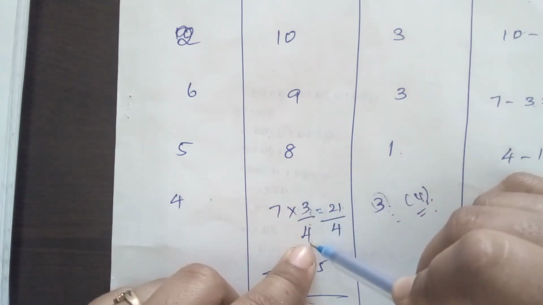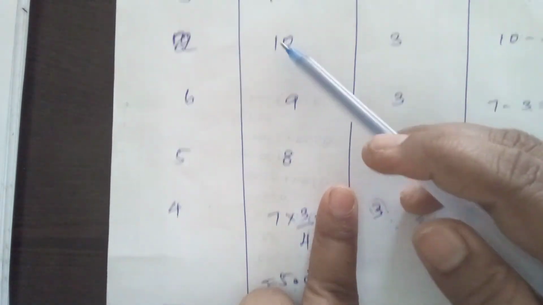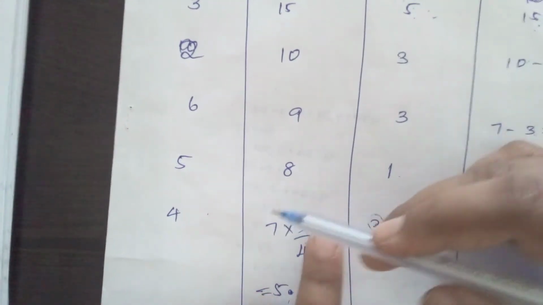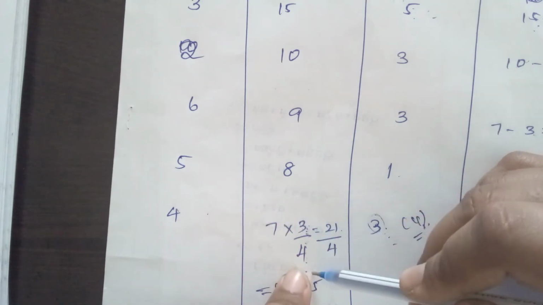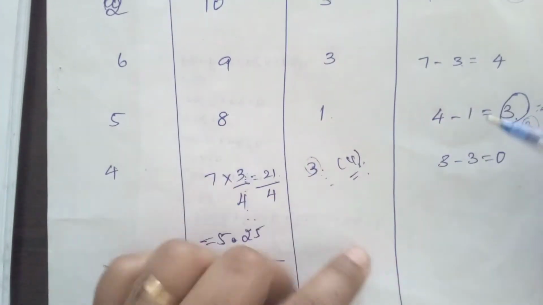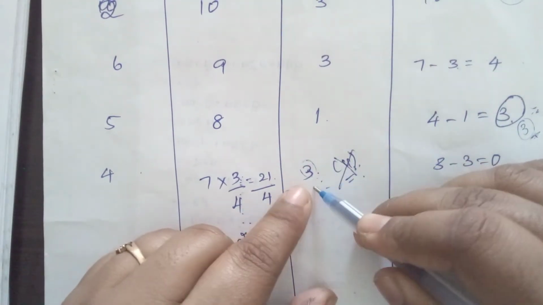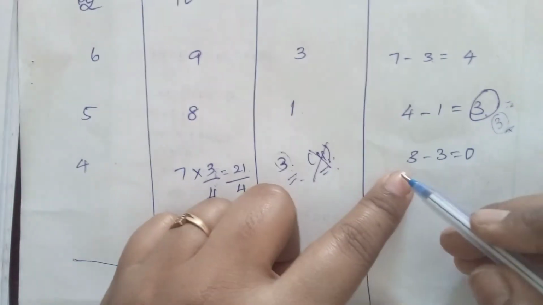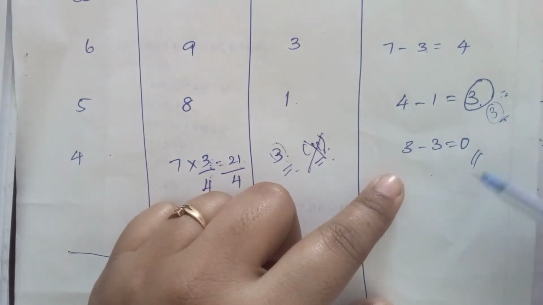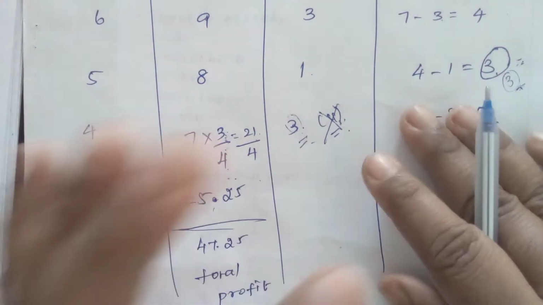Out of 4 I am taking only 3, so in the profit I write 7 into 3/4, which becomes 21/4, that is 21 divided by 4. Instead of 4 I am writing 3. Then 3 minus 3 is 0, so the total weight becomes 0. Now I have solved the problem. This is one method, where I go for the maximum profit.